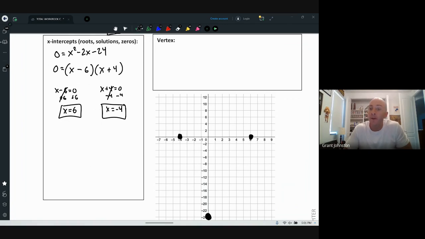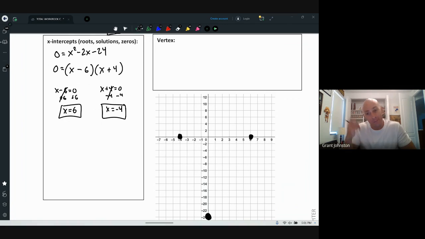So I've got some key features. I can know the y-intercept. I know the x-intercepts. So I know it's going to be some sort of, if you look at my finger, some sort of U like this. But now all I'm waiting for is where that axis of symmetry is and where that vertex point is going to be.